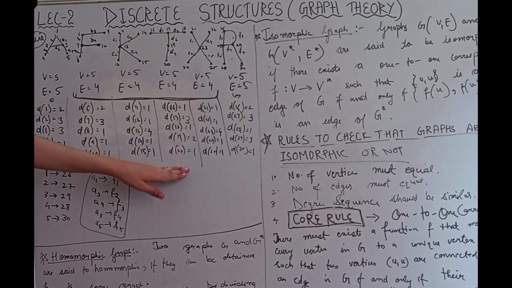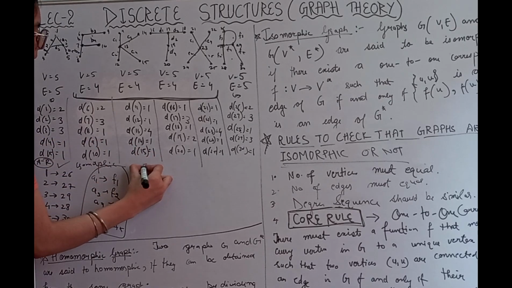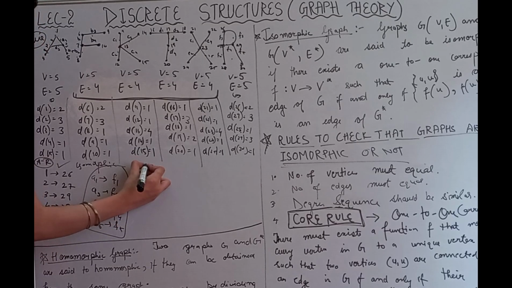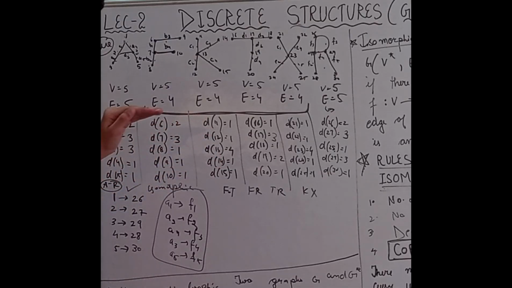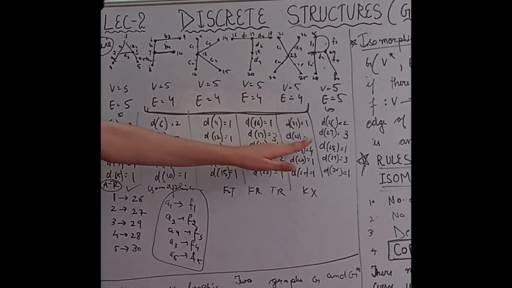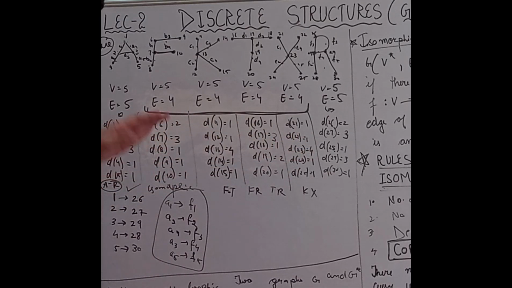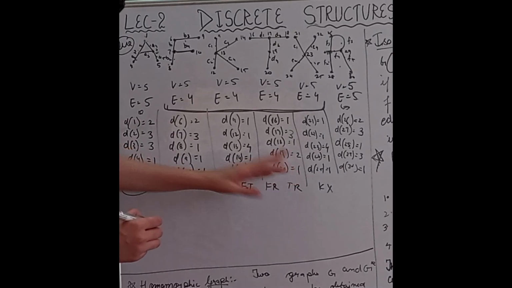So F and T have the same degree, so F and T can be isomorphic. I'm just seeing the possible pairs which can be isomorphic. First we'll find these. Why have I not written the K pair with any of these F, T and R? Because they do not have the same degree sequence. I'll only have to check the one-to-one correspondence between those graphs which have the same degree sequence.